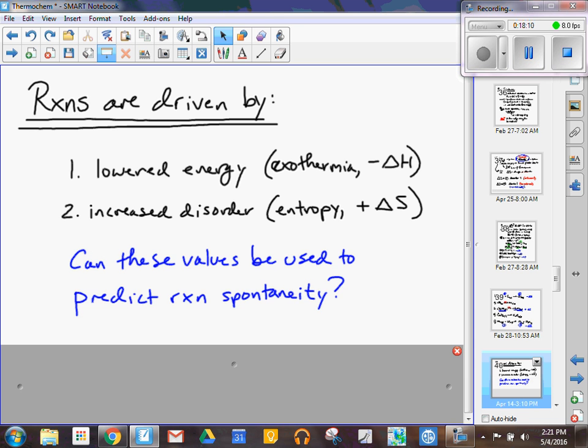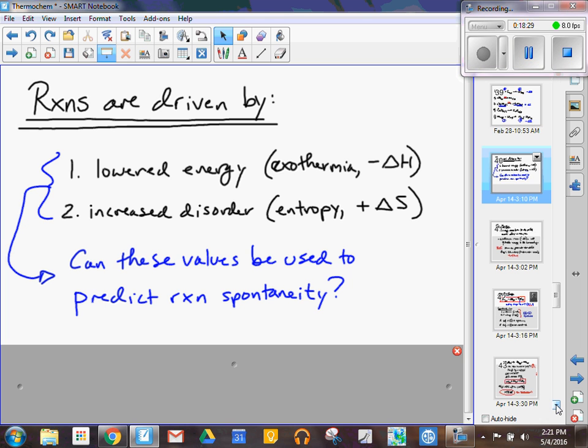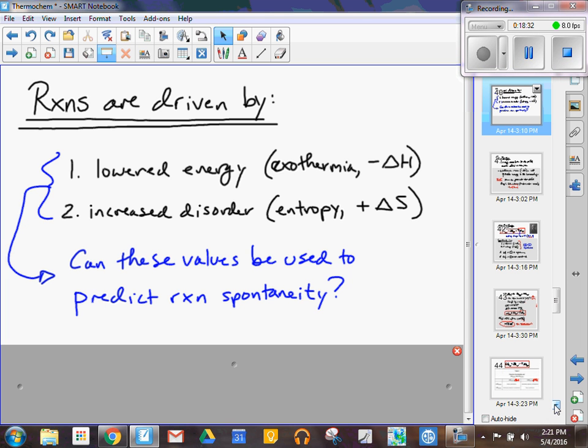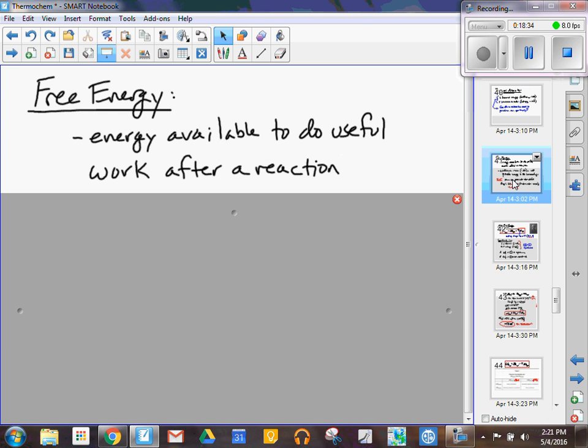So there are 2 things. And if we put them together into one piece of math, we might be able to do some prediction about whether a reaction will tend to occur or will not occur at all at certain temperatures. So can we predict reaction spontaneity? And the answer is, oh yes, we can. So let's talk a little bit about that. This idea of being able to predict spontaneity is a concept that's called free energy.